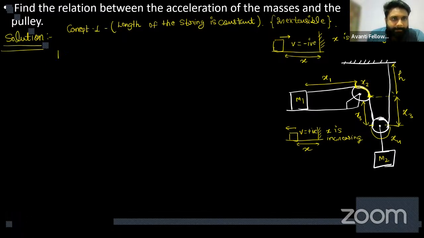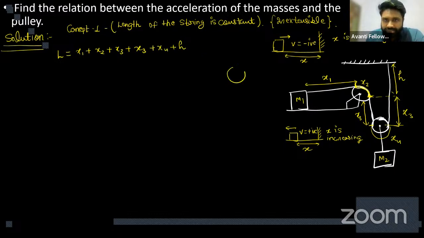L is, let's say the length of the total string is L. Okay. So it is nothing but x1 plus x2 plus x3 plus x3, because here we encountered x3 two times, plus x4 plus h. Okay. Now how to calculate this x2 and x4?